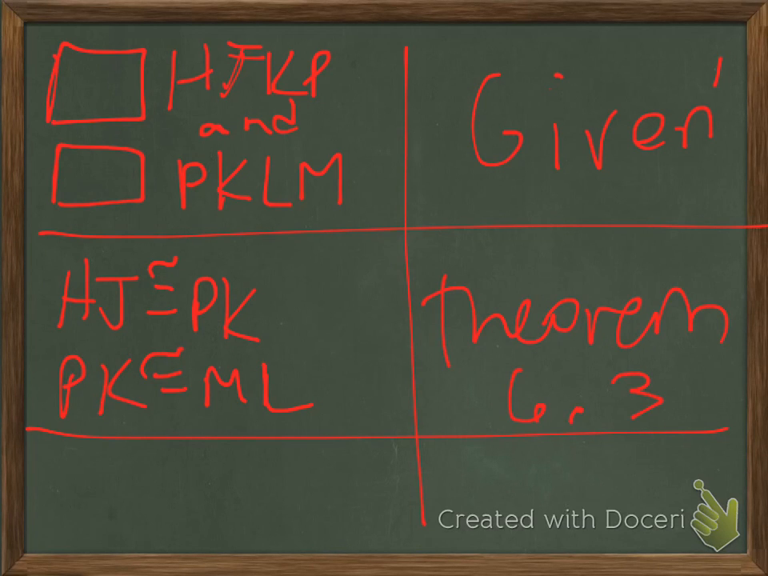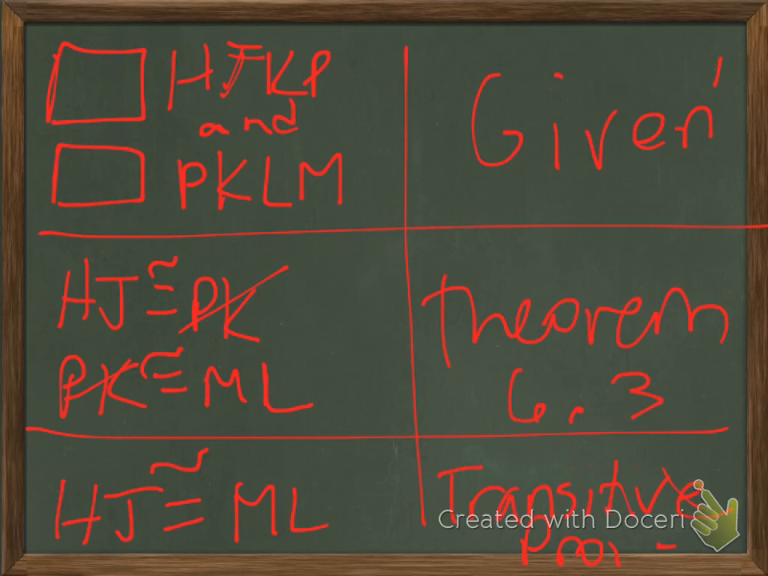And then if we remember and take out the middle, that's called the transitive property. We could put HJ is congruent then to ML, which is what we're trying to prove. And we're all done. And that's the transitive property.